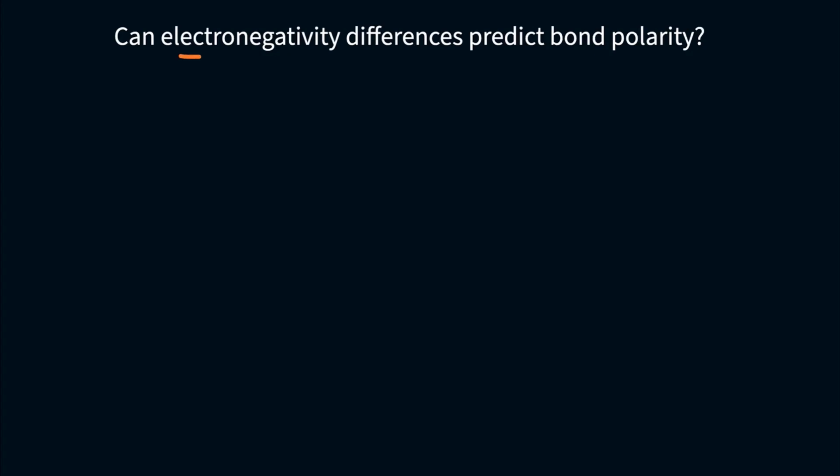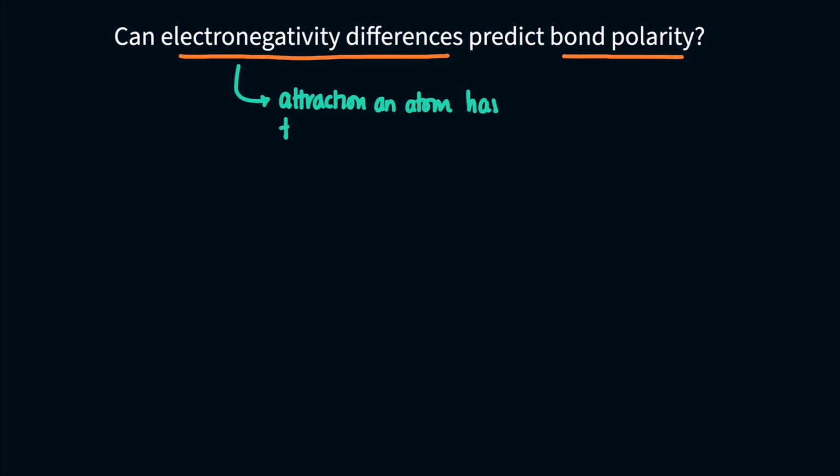Can electronegativity differences predict bond polarity? Interesting question. Let's get down to it. Now, electronegativity, by definition, is the attraction an atom has to, we'll say, shared electrons in a bond.